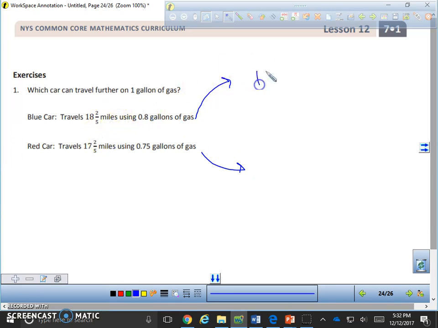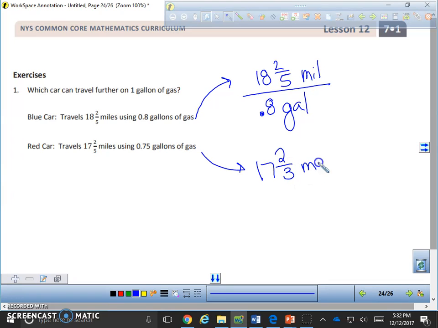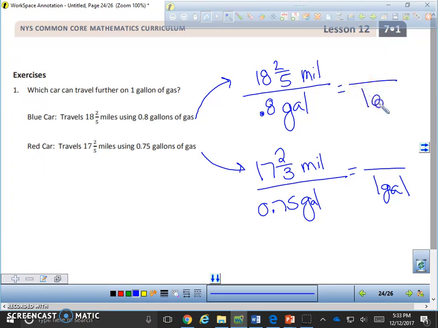First of all, this one drives 18 2/5 miles on 0.8 gallons of gas. This one, 17 2/3 miles on 0.75 gallons of gas. So let's go ahead and convert that so it says 1 gallon of gas. You should be taking out your calculator.